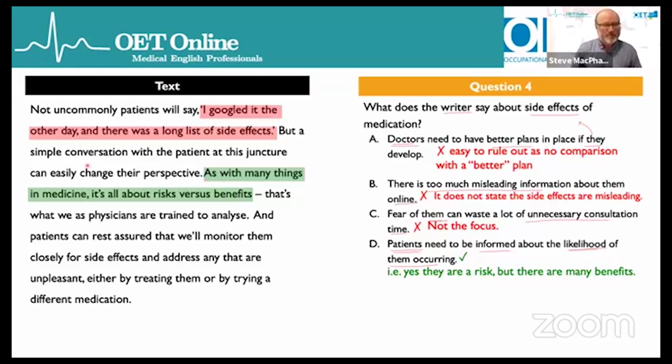And then it says, so you have a conversation with them, and then it says, as with many things in medicine, it's about risks versus benefits. So in other words, you've got to tell them about the likelihood of having these side effects. That relates to the risk. And then versus the benefits. In other words, there are some risks, these side effects, but there's a lot more benefits.